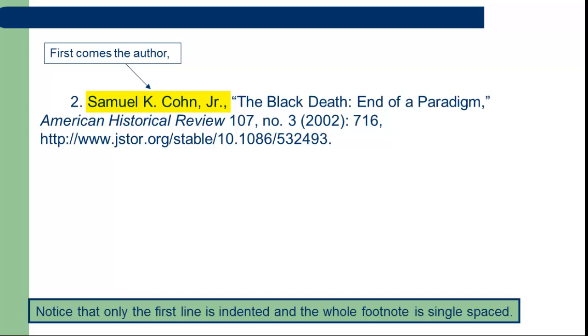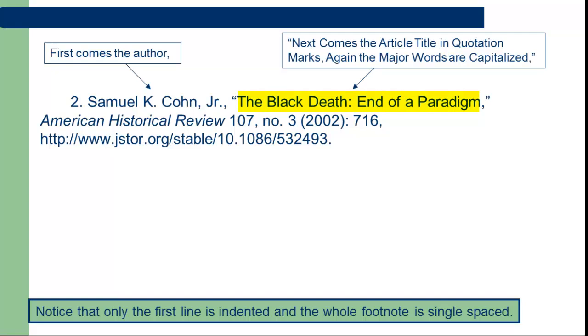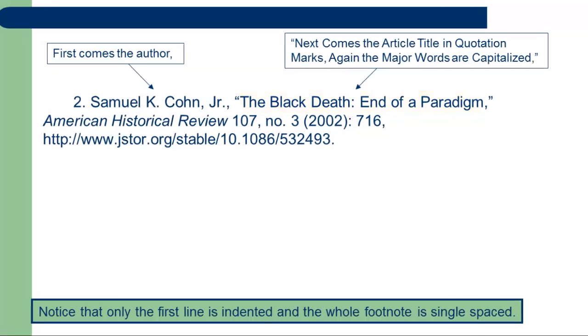We start with our author, yet again, normally, because footnotes are in a normal order. The title of an article is a little different from the title of a book. We still capitalize the important words, but this time instead of italicizing them, we've put them in quotation marks. That says, I'm an article.